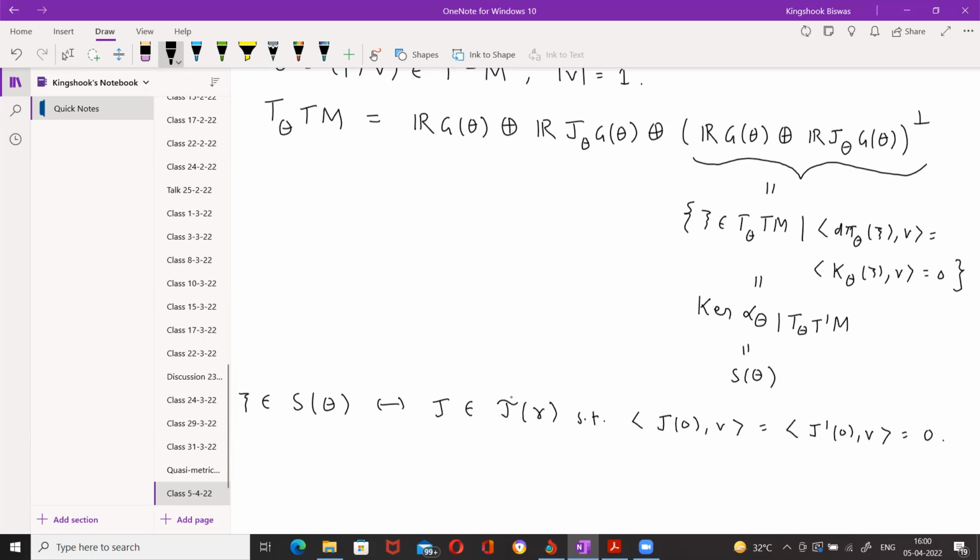Can you please explain once more the last line? Sure, because this S theta is what? It means that d pi theta xi inner product with V is 0 and K theta xi inner product with V is 0, right? Then d pi theta xi is J0 and the other one is J prime. Exactly. That's the correspondence, right? Is it clear now? Yes, it's clear.